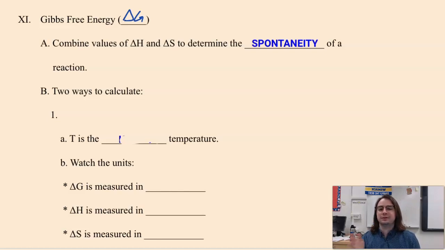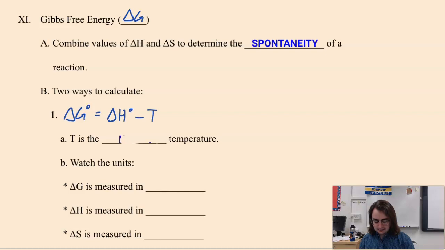Now we have two different ways that we can determine delta G, or in other words, spontaneity. We have one equation, which looks like this: delta G, and technically these are all standard states, equals delta H minus T delta S. So if we know delta H and delta S, whether it's given to us or it's something that we found previously, we can use the relationship between H and S to figure out delta G.